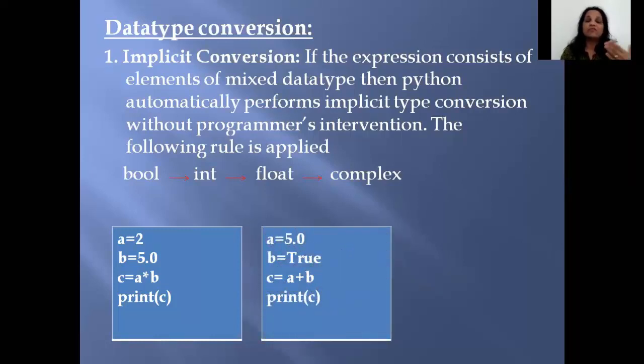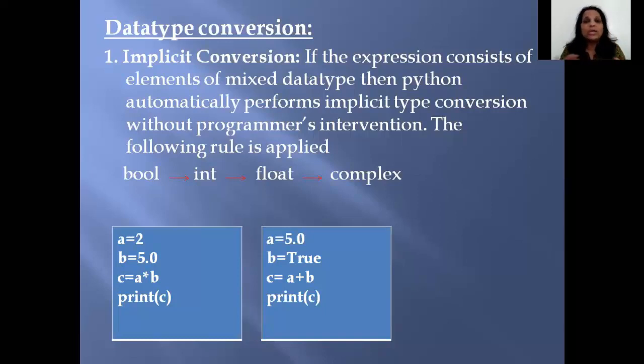Let's say I have a float and I have a Boolean. True is a Boolean, right? Now, will float get converted to a Boolean according to implicit conversion? No, no way. Can Boolean get converted to a float? Yes. Now, remember the arrow is pointing to int. It means a data type can be converted to any other data type to its right. So, Boolean can be converted to an int, to a float, to a complex. Now, the confusion is, how can true be converted to an integer or a float? Internally, true is taken as 1.